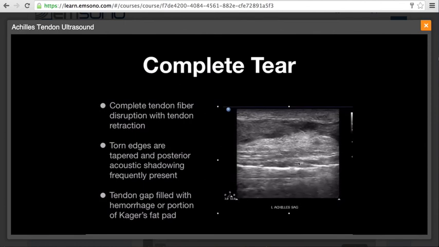And here you can see during plantar flexion that the tendon does not come together and that there's a significant amount of fat opposed between the two tendon borders. This would make non-operative management in this patient fairly unlikely to be successful.